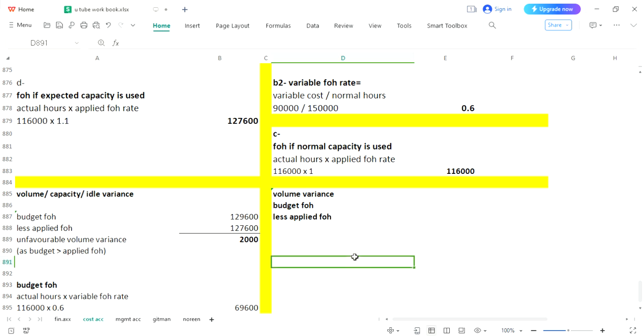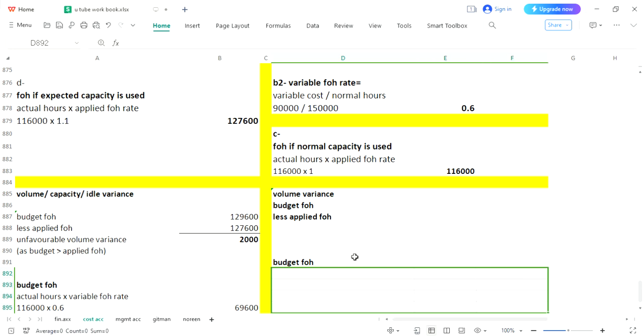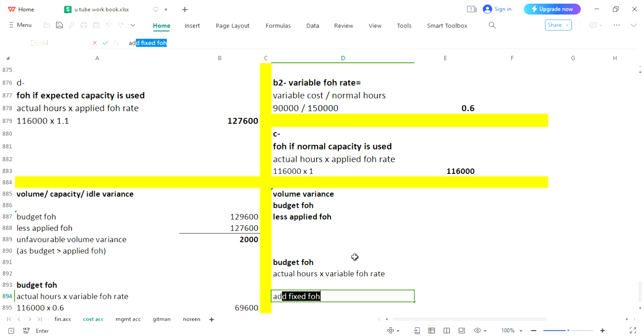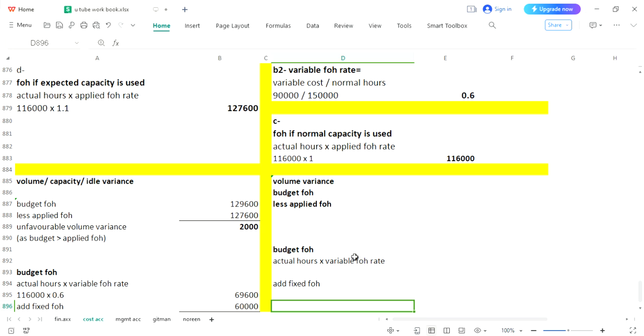For this we need to have budget FH, and this would be with the help of calculation, a two-line formula would be used over here. Actual hours, and it would be multiplied with applied FH rate. Sorry, variable FH rate would be written over here, and then you will add fixed FH to get budget FH.